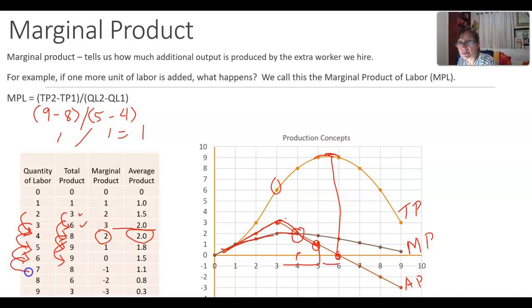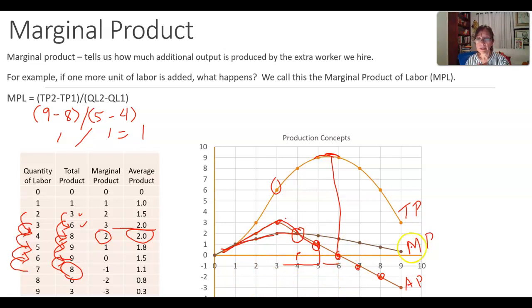If I add a 7th person, now we're really crowded and output has dropped. Okay. And so now our marginal product is down here, and our total is down here, and our productivity has gone down.